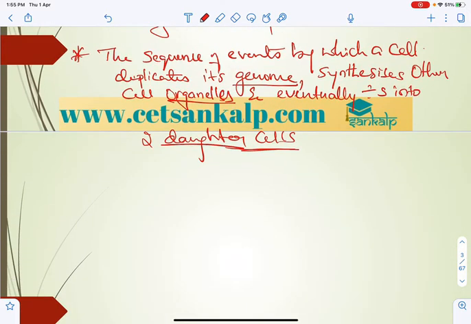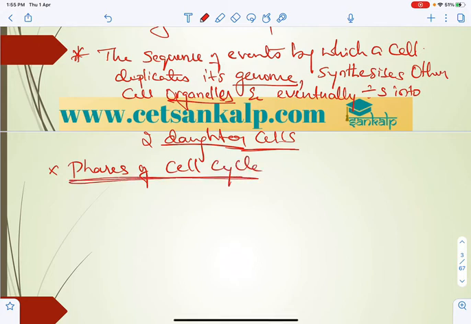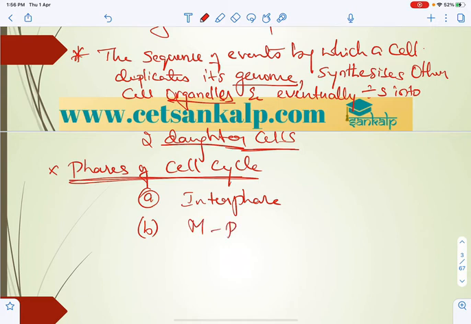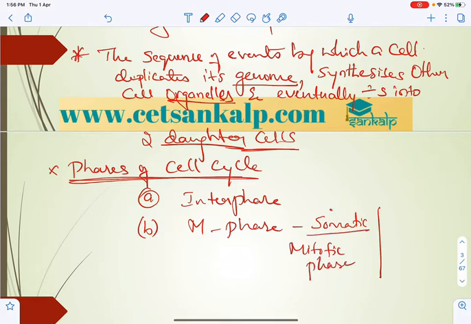So what are the phases of the cell cycle? For each and every cell, in general we can say there are two phases: one is interphase, the other one is M phase. M phase in the case of somatic cells is called the mitotic phase. Somatic cells are also called vegetative cells in plants. These vegetative cells are somatic cells which show division, so that is the mitotic phase.